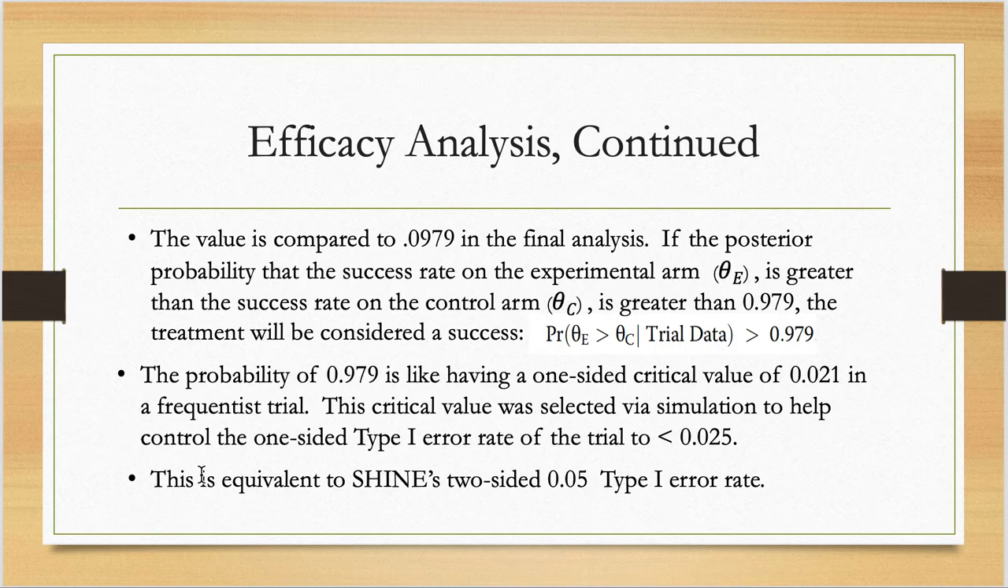And this critical value was selected via simulation to help control the one-sided type 1 error rate of the trial to less than 0.025. And that's equivalent to SHINE's two-sided 0.05 type 1 error rate.